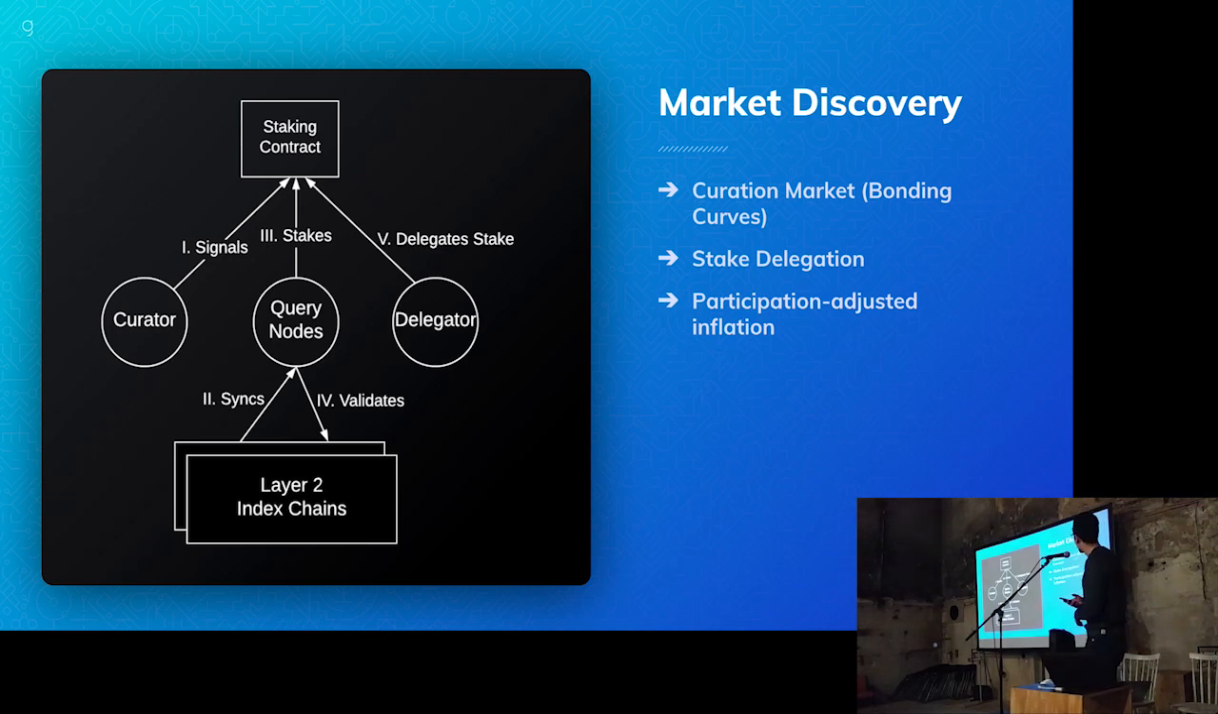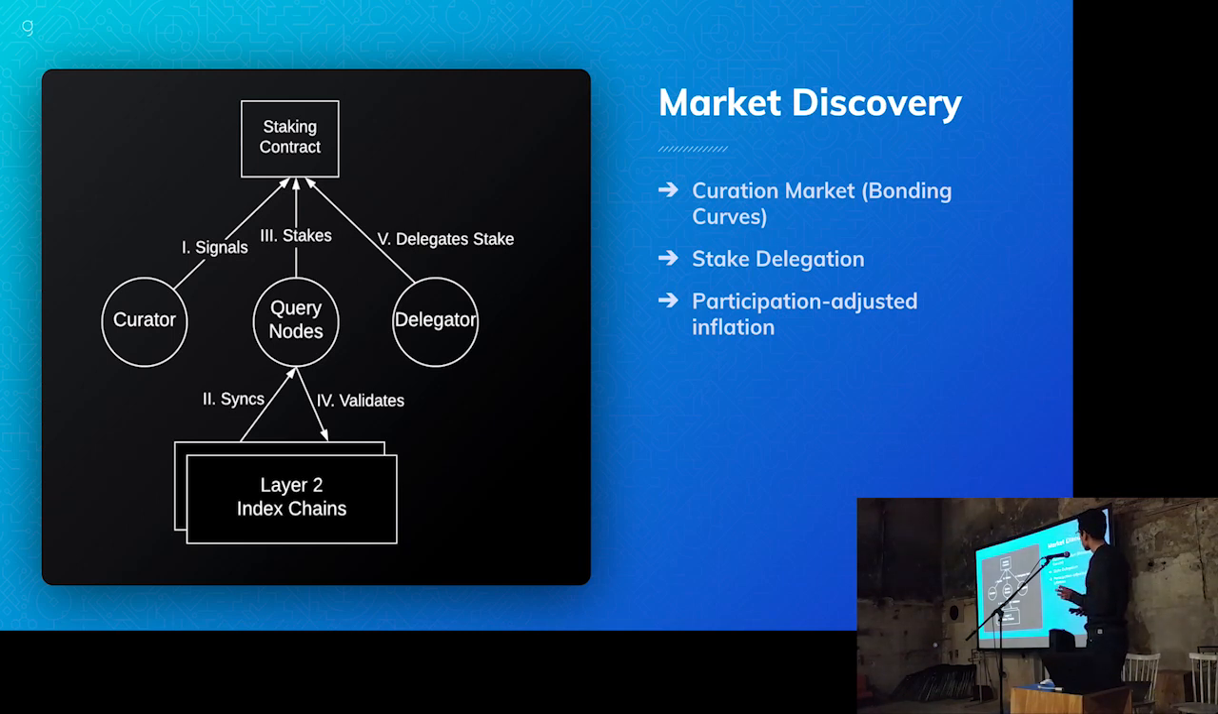And so query nodes, when they're looking at the marketplace, they're going to say, okay, this 0x data set has a ton staked behind it. So maybe I'm going to sync that index chain, and I'm going to start validating on that index chain.